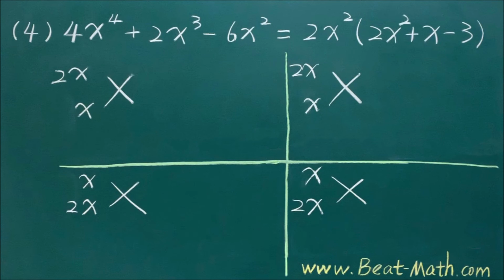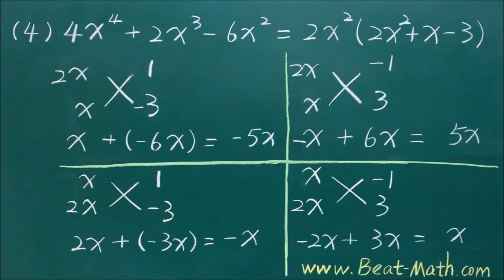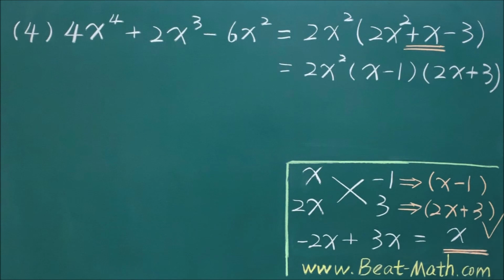Here, the negative 3 can be the product of 1 and negative 3, negative 1 and 3. Do the calculation by using the crossing method. The pair of negative 1 and 3 will bring us the result x. Don't forget to bring the common factor 2x squared along for the final result, and it is 2x squared times the quantity of x minus 1 times the quantity of 2x plus 3.